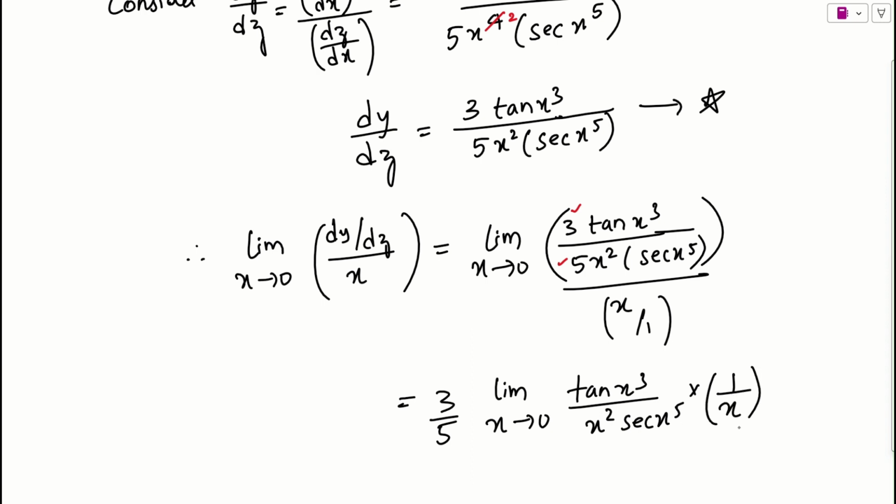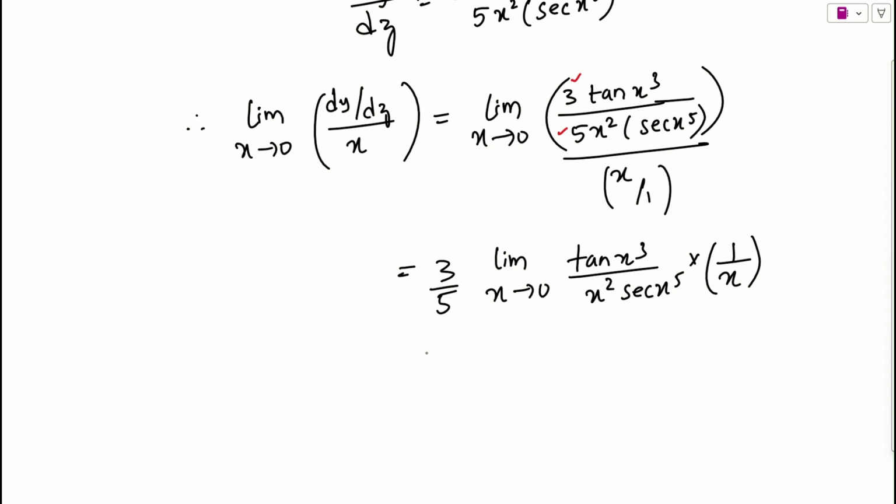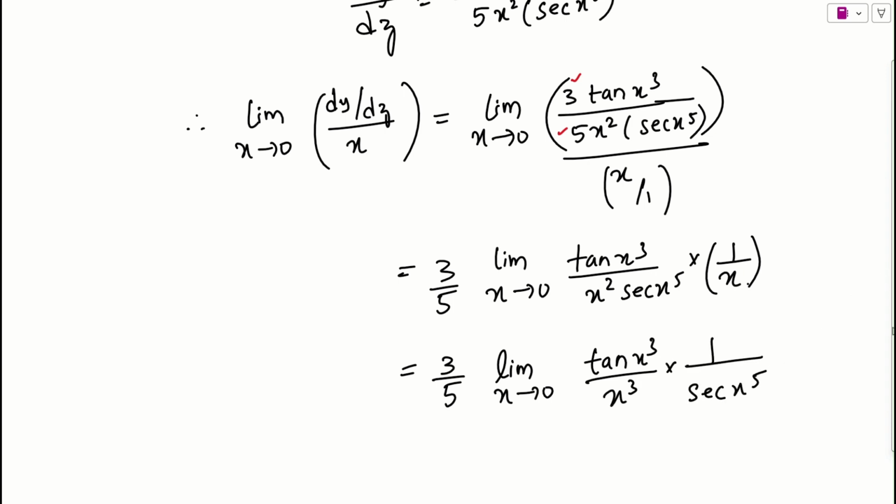Is it okay? Yes. Okay, let me rewrite the whole thing here. This one I can write as 3 by 5 times limit x tends to 0 of tan x cube, x square into x will be x cube, and simply I'll be writing the secant in the form of 1 by secant x power 5. You can ask me, ma'am, why are you writing this? Because if I have a by bc, I have a right to write a by b times 1 by c. Is it okay? Everything is in multiplication.